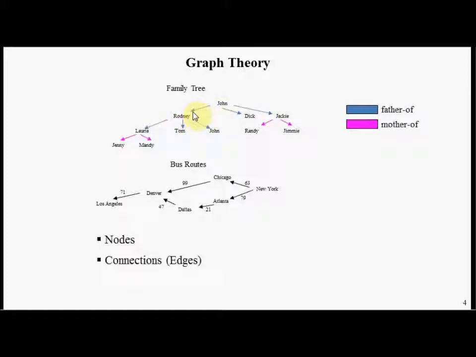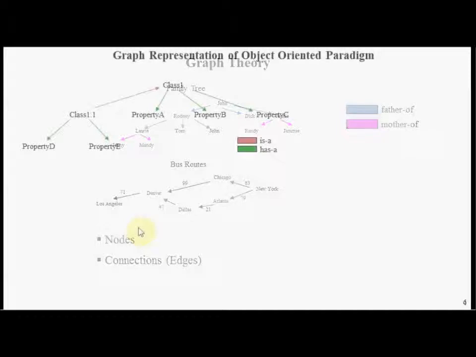Sometimes in graphs, you have a semantic relationship associated with these arrows. In this family tree graph, we have a father-of relationship and a mother-of relationship. Sometimes with graphs, you have scalar values associated with the connections. In this bus routes example, the scalar value represents the cost of going from one city to another.